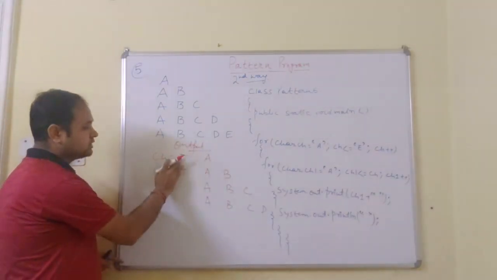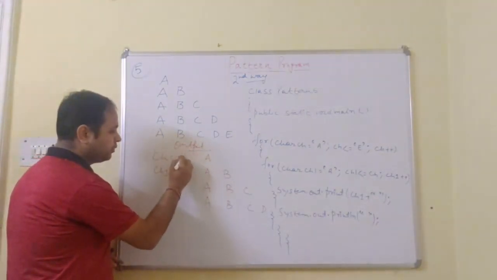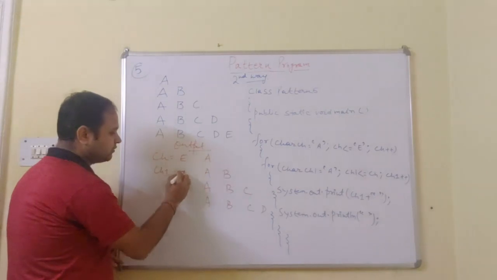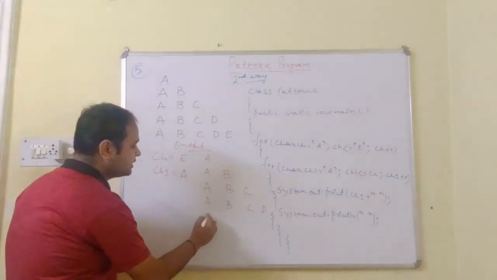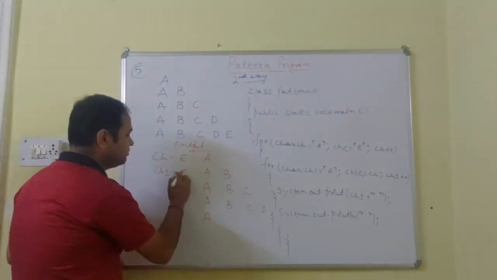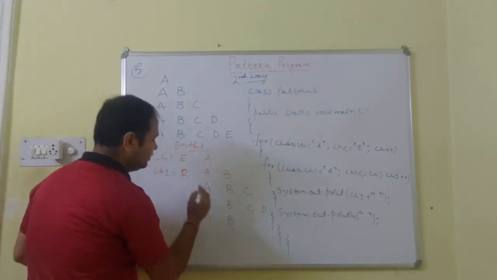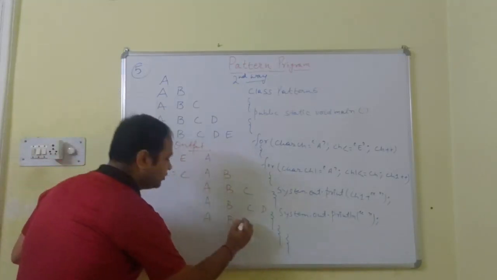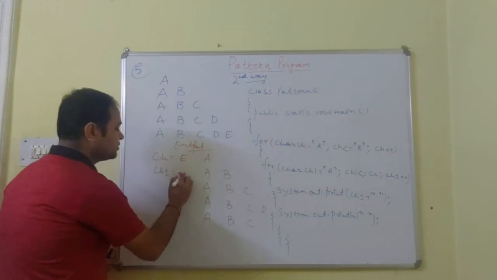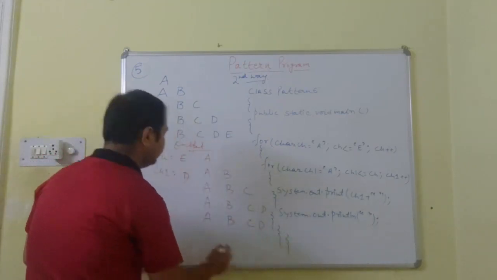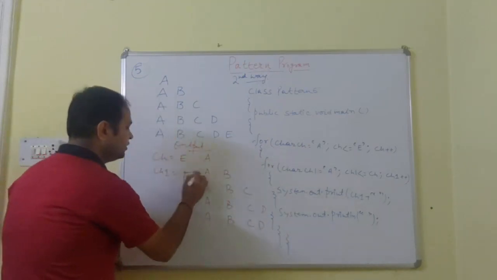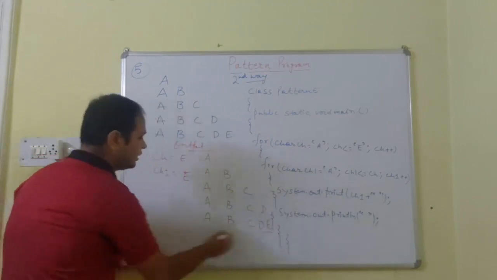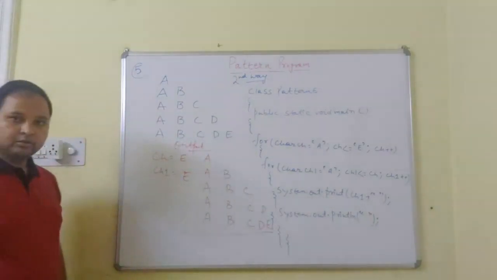Now the value of ch is updated to E. ch1 starts with A, so it prints A. Then it becomes B, so it prints B. Then it becomes C, so it prints C. Then it becomes D, so it prints D. Then it becomes E, and it prints E at the last. So this is the output which we get.